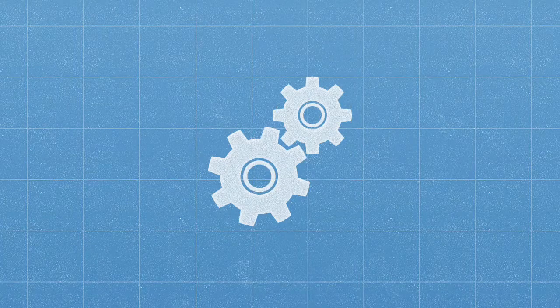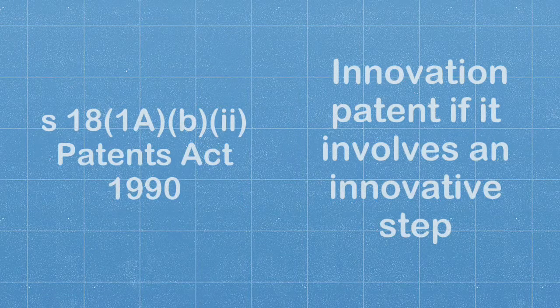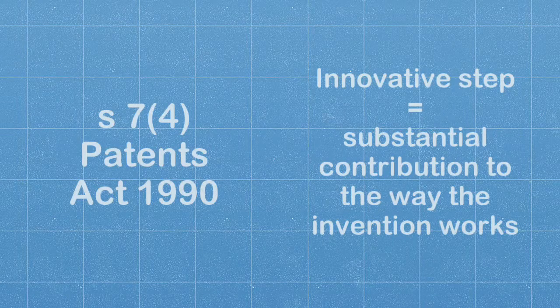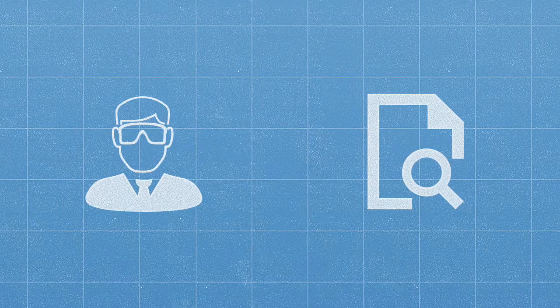Now let's compare that with innovative step. This section says an invention may become an innovation patent if it involves an innovative step. Again, this is determined by comparing the invention with information available at the time the application was filed. This section states there will be an innovative step if the invention makes a substantial contribution to the way the invention works. This is assessed by an experienced, knowledgeable, and skilled person in the relevant area, comparing the invention to available information at the time of application.